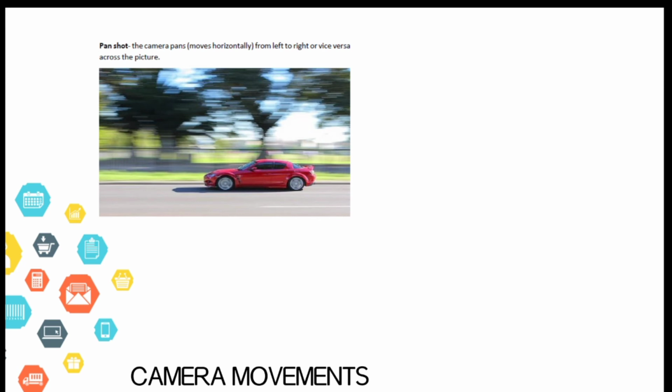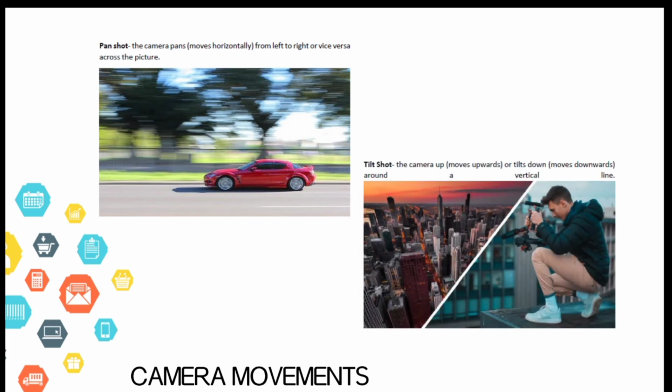Hindi ka umaalis sa pwesto mo. Yung object mo ang umaalis sa pwesto. Okay, so again, remember, pan shot, it is a panoramic shot wherein it moves horizontally from left to right or vice versa. So, syempre, kung may left to right, meron din tayong up and down. That is what you call tilt shot. The camera moves upwards or tilts down or moves downward around a vertical line.